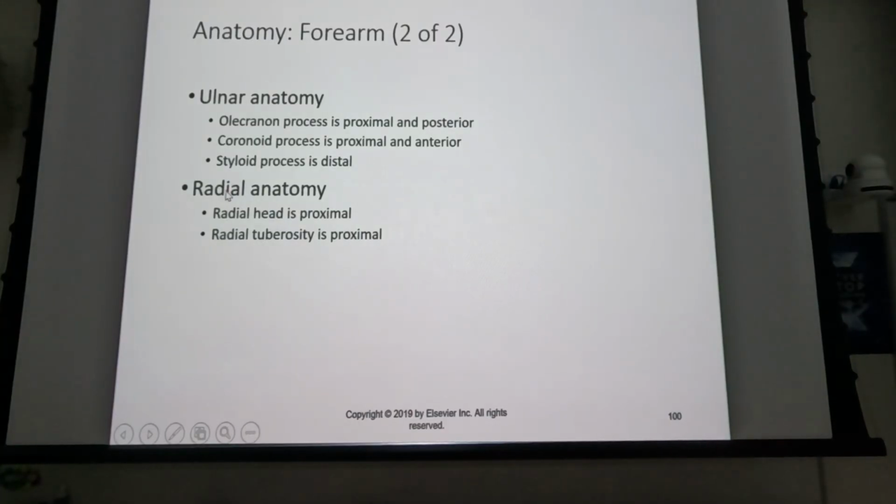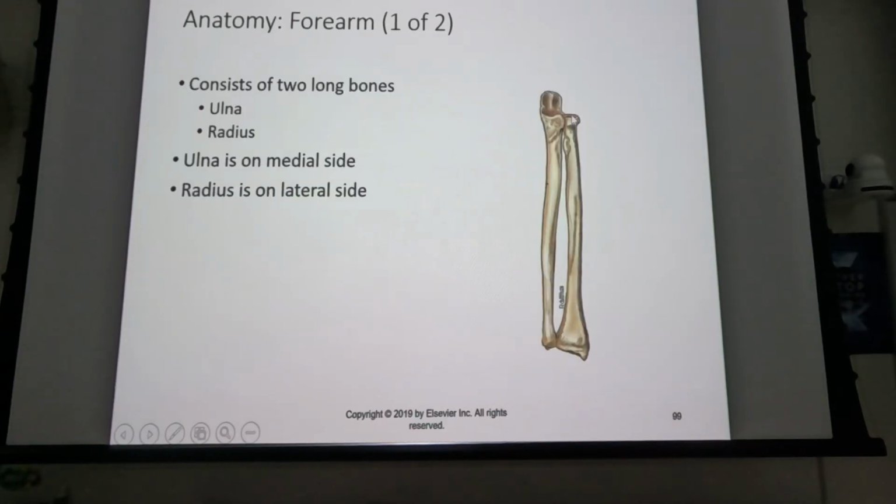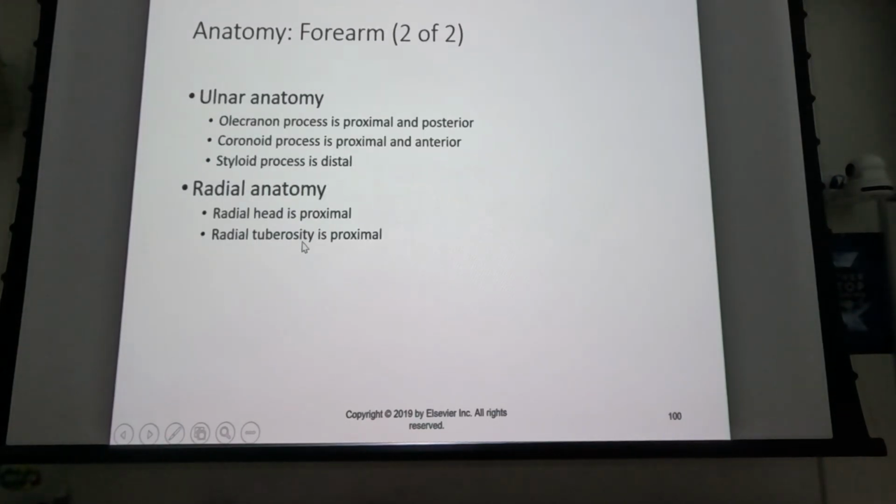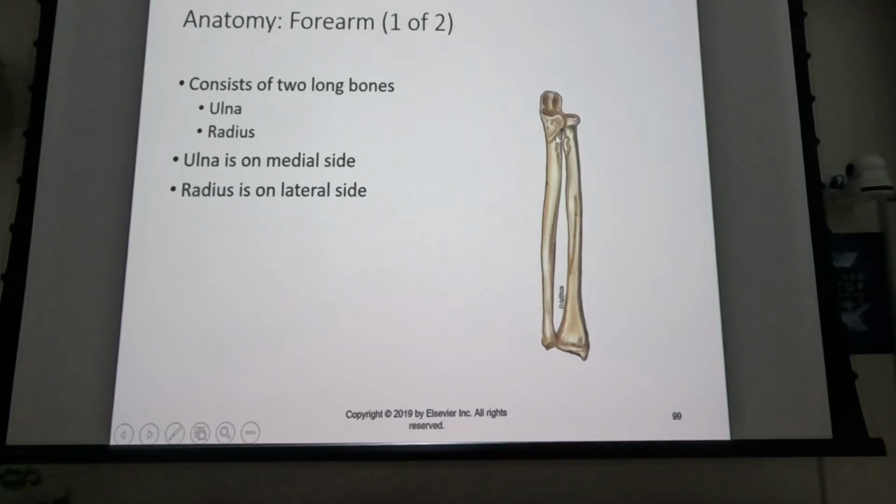So in the radius, we've got the radial head, and that's that round thing right there. And then you've got the radial tuberosity, and that's really where the soft tissue plugs in so that you can rotate your forearm.